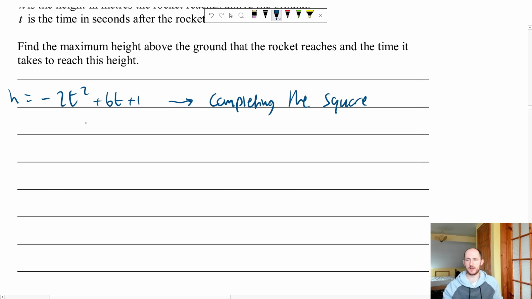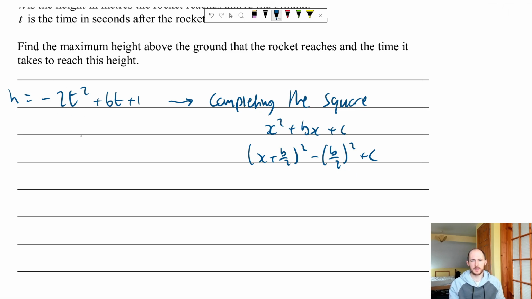So just the general equation for completing the square: it's x squared plus bx plus c. Then you'll have x plus b over 2 squared minus b over 2 squared and then plus c. But if you notice, there is nothing in front of the x squared because the number in front of x squared has to be 1. So I'm going to factorize out negative 2 just from the first two terms. So that makes negative 2 times t squared minus 3t, and then outside the brackets we have a plus 1. Because remember, I didn't factorize it from everything.